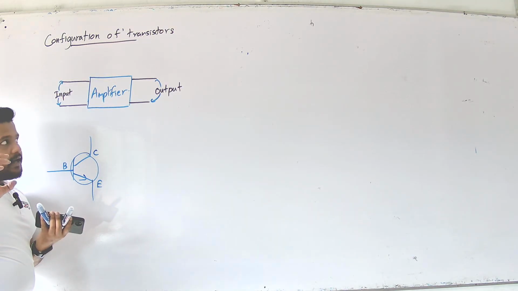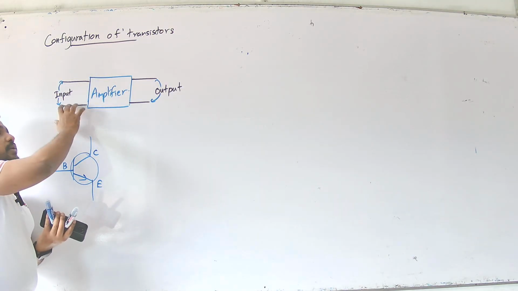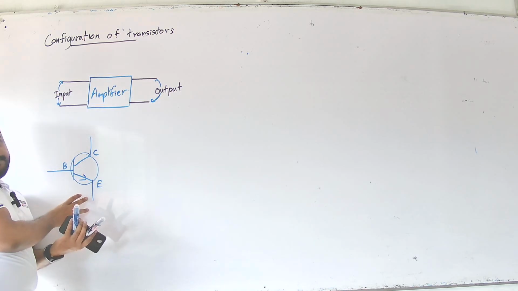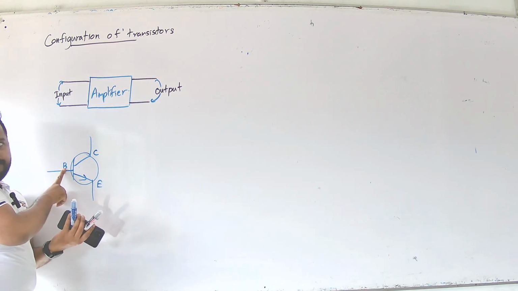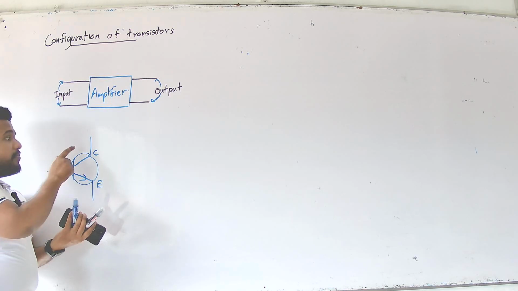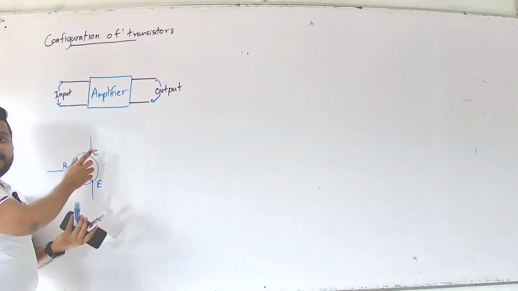So we can arrange the common branch as the emitter. We can arrange the common branch as the base. We can arrange the common branch as the collector.